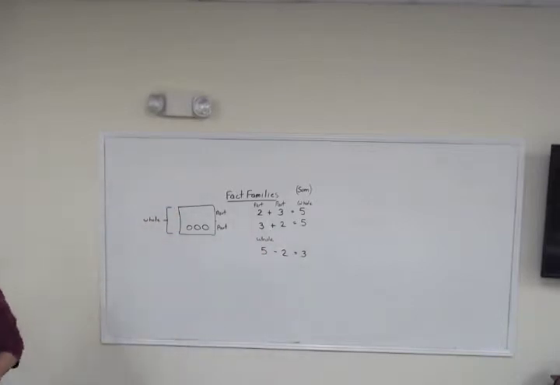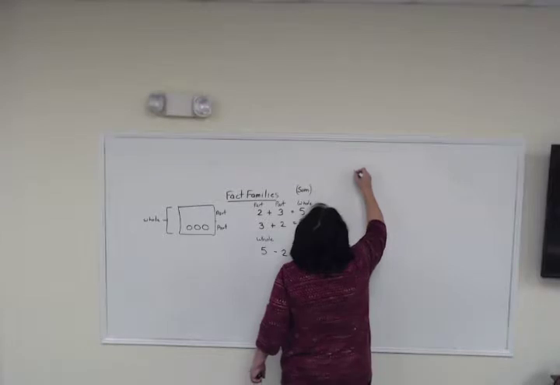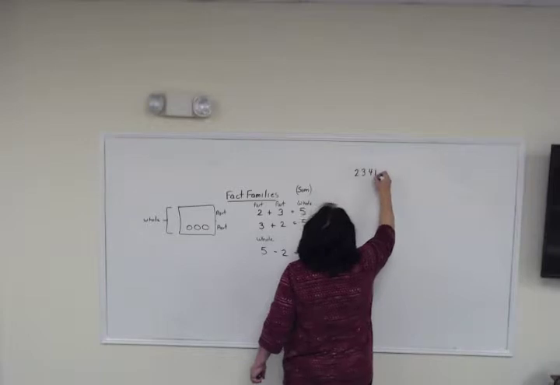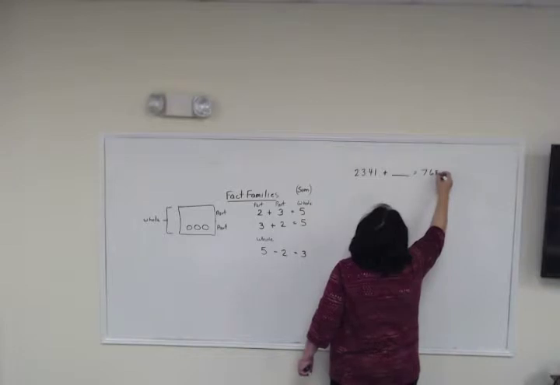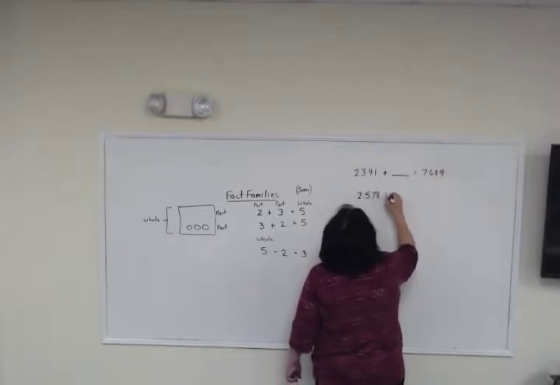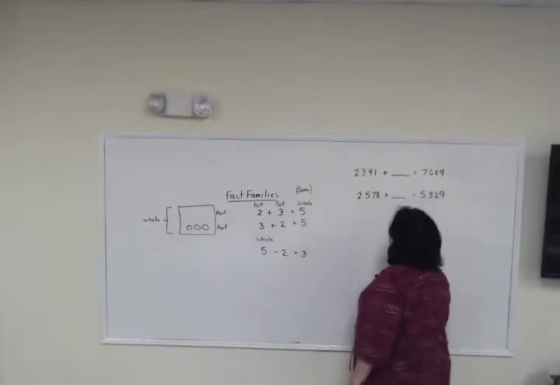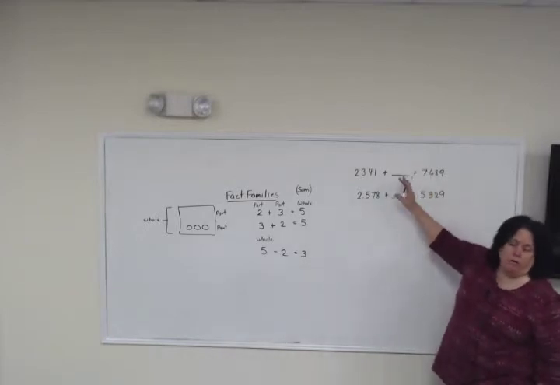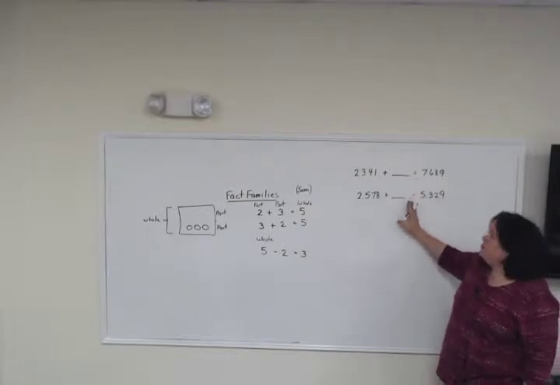Now it's easy to see with 2 plus 3 equals 5, but you have to remember these rules when you have something like 2,341 plus what equals 7,689. Or if you have 2.578 plus what equals 5.329. This is where we're going to use these facts. Don't worry if this doesn't make sense yet. This will make sense later. Okay? This will make sense later.